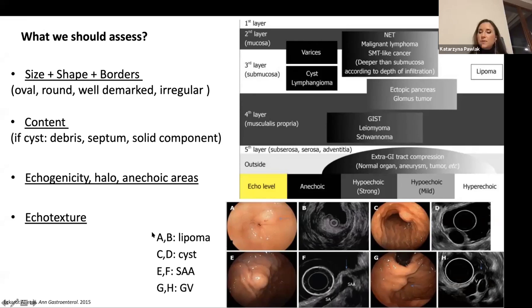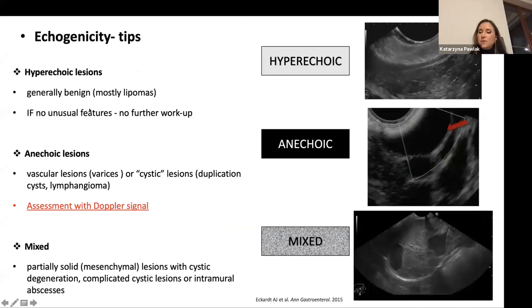And here, a couple of tips when it comes to echogenicity. According to the Eckhart paper, some hyperechoic lesions are generally benign, mostly lipomas, like the one you can see here, and there is no further workup necessary for this type of lesion. But when we have an anechoic lesion, like here, you should think about a vascular lesion as well as a cystic lesion, maybe a duplication cyst. And in this case, assessment with Doppler signal can help.